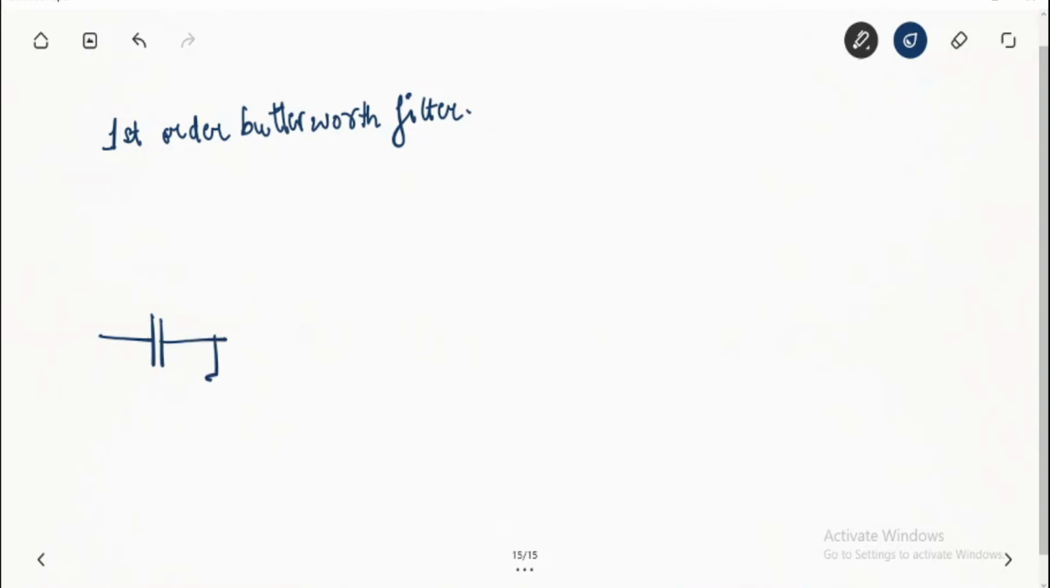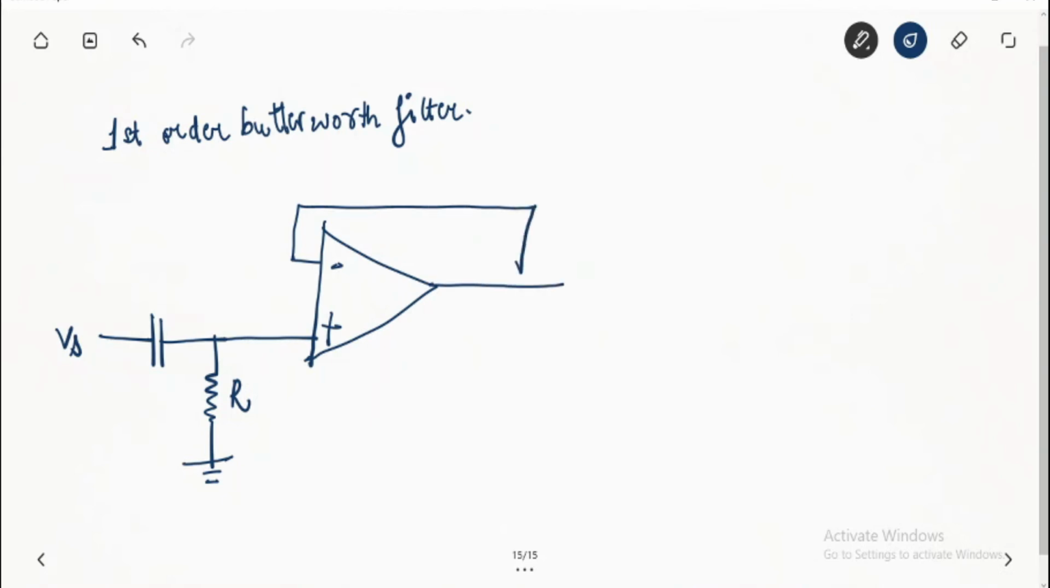आई एम यूजिंग एन हाई पास फिल्टर. ठीक है, जिसको हम कहते हैं फर्स्ट ऑर्डर बटरवर्थ फिल्टर. ठीक है, अब हमने क्या किया, अगर हाई पास के लिए यूज करना है तो, this is your capacitance, this is your resistance R, this is Vs attached to the op amp, आपने op amp लिया, this is positive, negative and this is your feedback. अब आप एक चीज नोटिस करो, this is for high pass, this is your high pass filter using op amp.